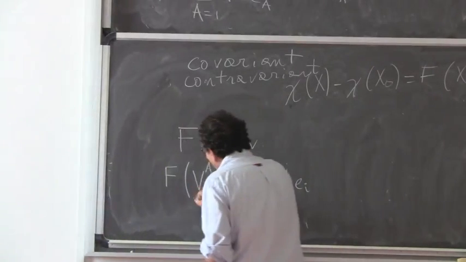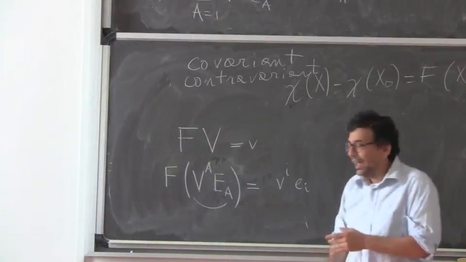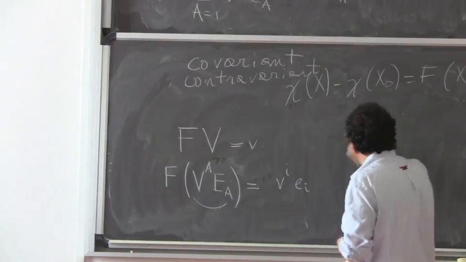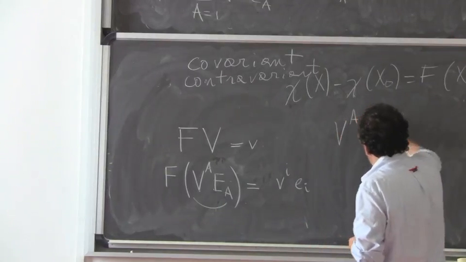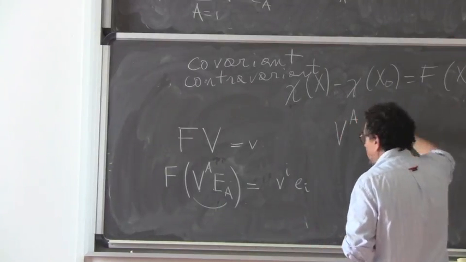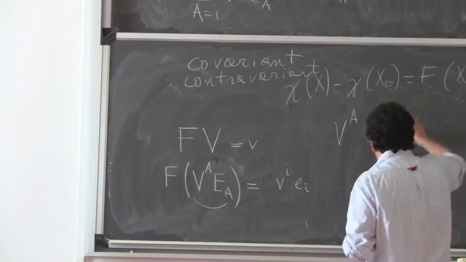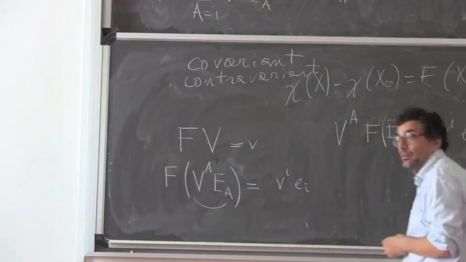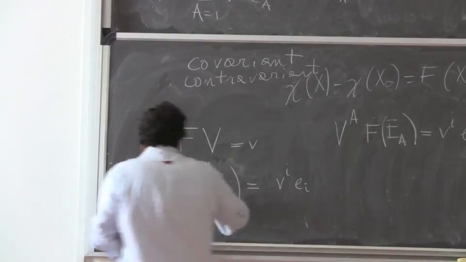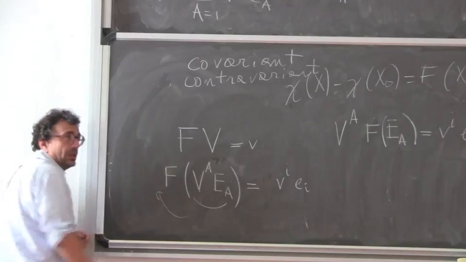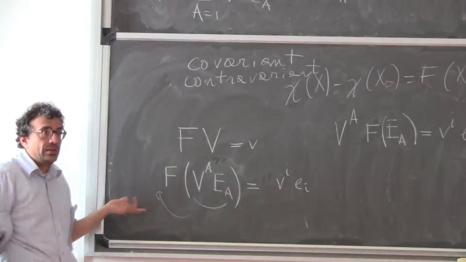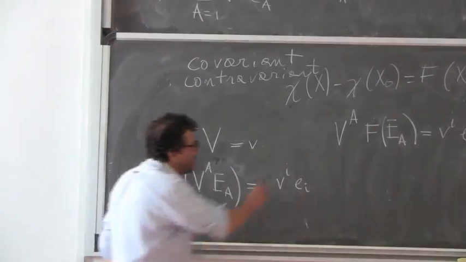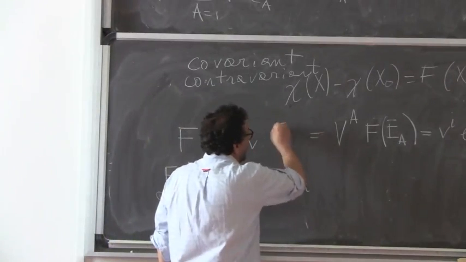So, this is a linear combination. F is linear, so this comes out: V^A F(E_A) equals V^I E_I. Okay? So this V is coming out. F is a linear application, a linear map. So this is equal to F(E_A).